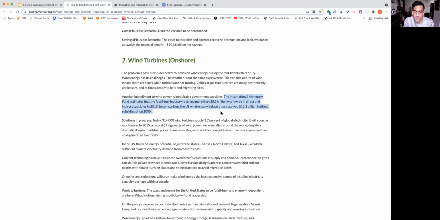The IMF estimates that the fossil fuel industry received more than 5.3 trillion worldwide in direct and indirect subsidies in 2015. In comparison, the US wind energy industry has received 12.3 billion only in direct subsidies since 2000. Now, 12.3 billion is a lot, but it's nothing compared to 5.3 trillion. And of course, we're talking about over a 15-year period since this article was written, versus over 1 year. The fossil fuel industry received close to 50 times as much funding.